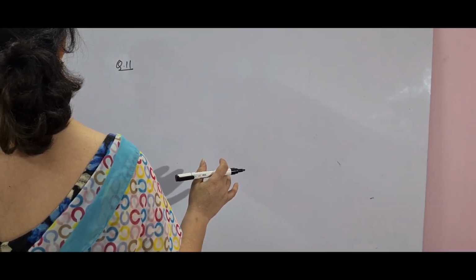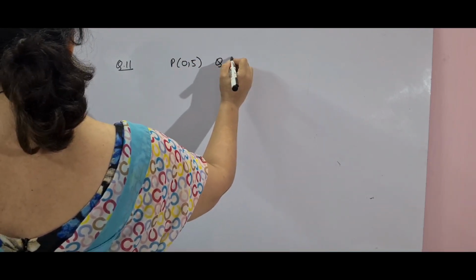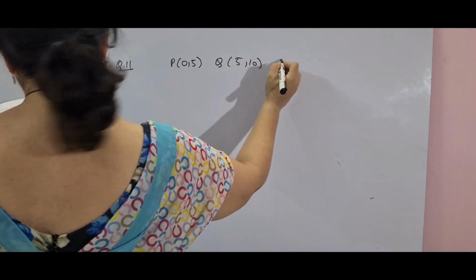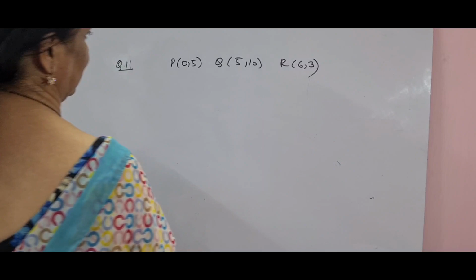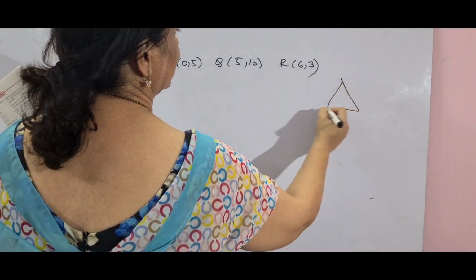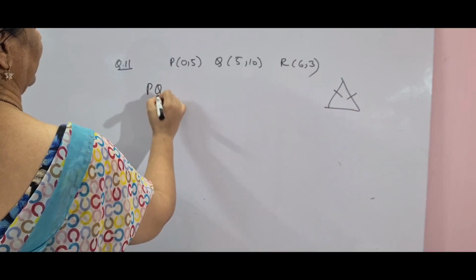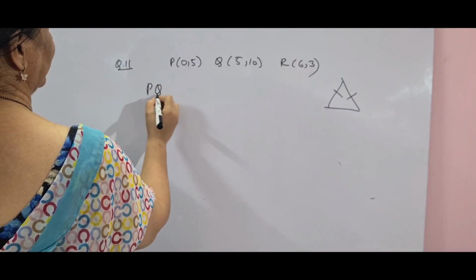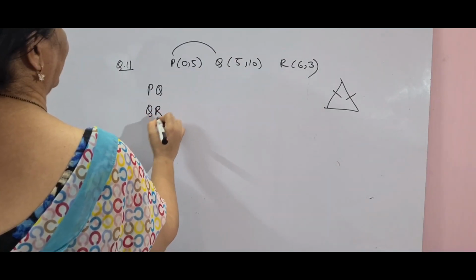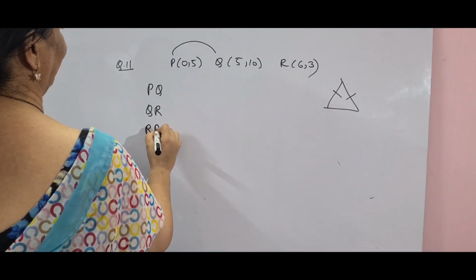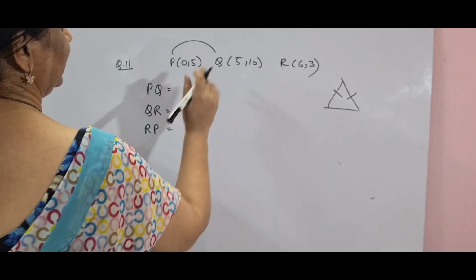He says find whether P 0, 5, Q 5, 10 and R 6, 3 are the vertices of an isosceles triangle. Isosceles triangle means two sides should be equal. I have to find whether these are vertices of an isosceles triangle or not. So first I will put the distance formula on PQ, then on QR, then on RP. If two of my sides become equal, it is isosceles, otherwise it is not. This is how we do it.